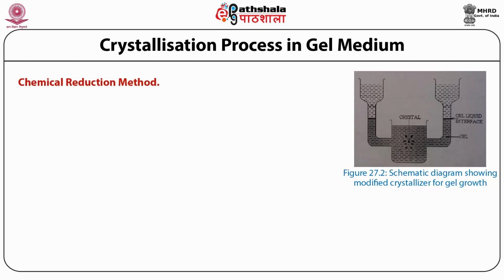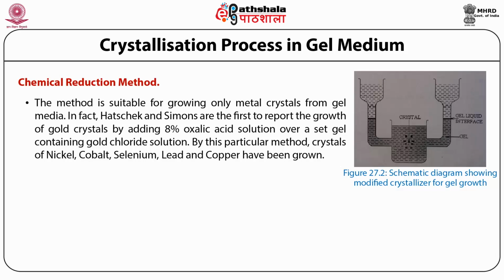Chemical reduction method. The method is suitable for growing only metal crystals from gel media. In fact, Hatchak and Simons were the first to report the growth of gold crystals by adding 8% oxalic acid solution over a set gel containing gold chloride solution. By this particular method, crystals of nickel, cobalt, selenium, lead, and copper have been grown.